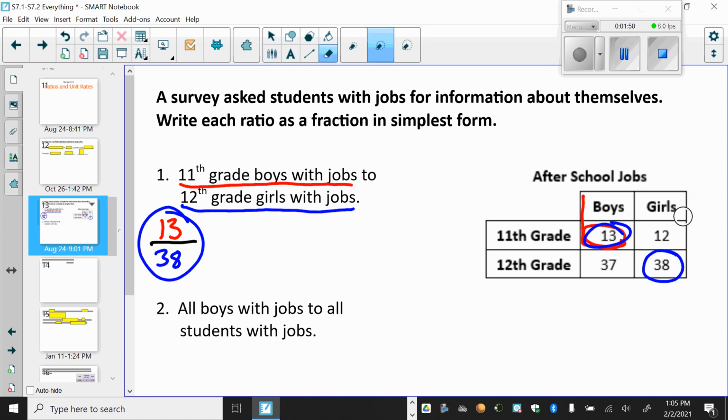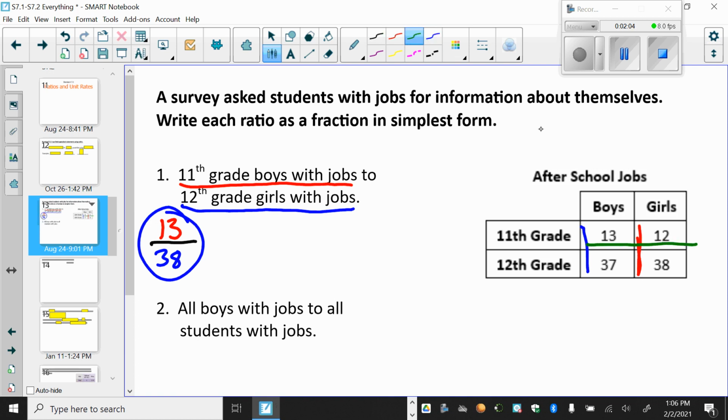So that's our chart here. Let's make sure we know our chart too. The boys column is these, but both of these, let's see, both of these are boys. Both of these are girls. Both of these are 11th grade. Both of these are 12th grade. All right?